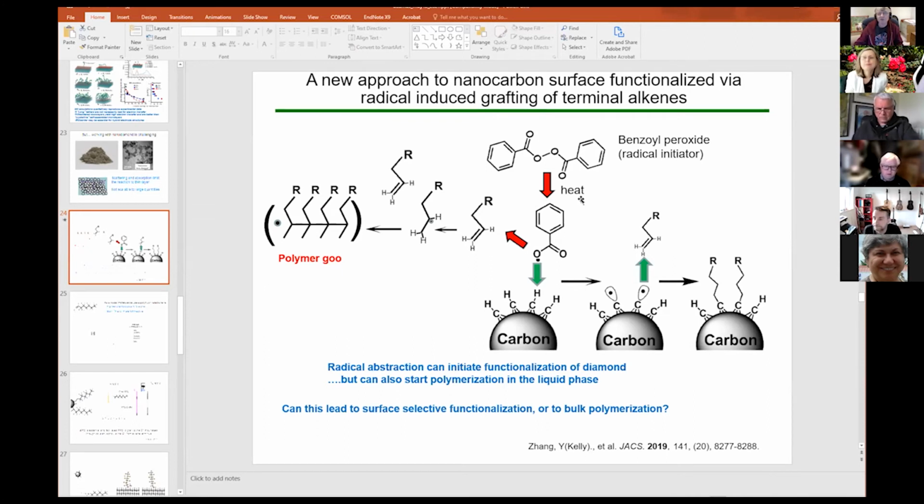Heat, just heat. You heat to about, gosh, I don't have the temperature on it. It's about 60 or 70 degrees centigrade is where benzoyl peroxide breaks down. So you're not anywhere close to the boiling point of these solvents, but you do have to be a little careful.